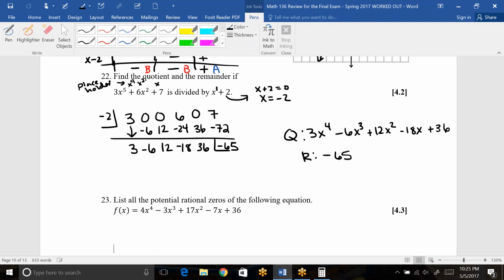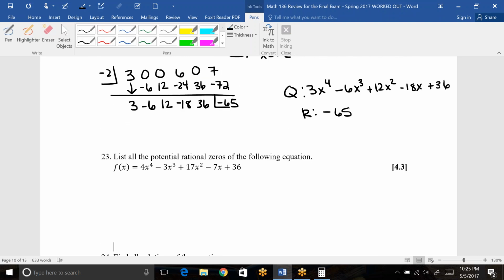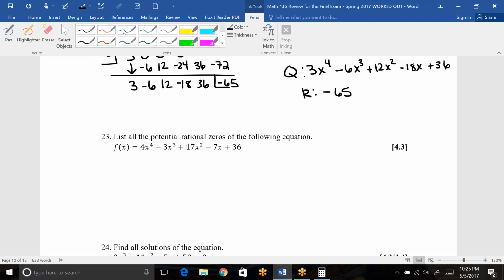Okay, for number 23, we're listing the potential rational zeros for the following equation. This is your P's over your Q's or C's over your D's, depending on which book you're more familiar with. We called it C's over D's in the 136 class. So this would be my C's, and this would be my D's, or P's over Q's if you were using the Sullivan textbook.